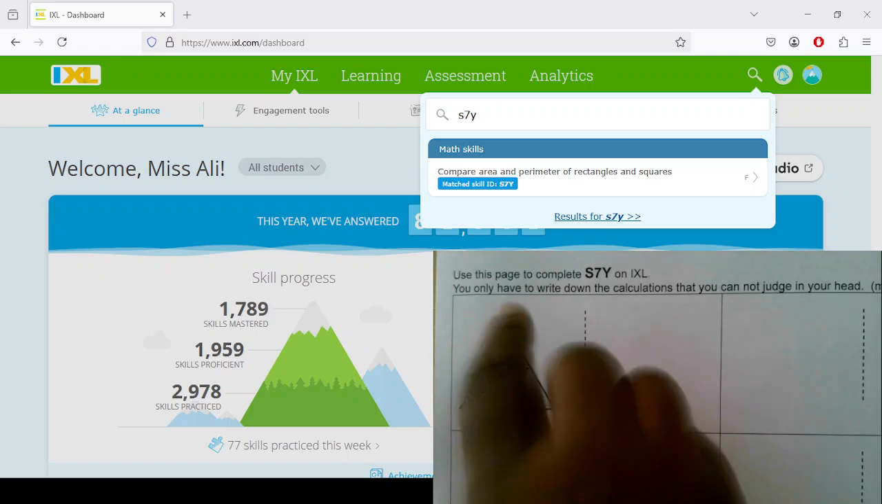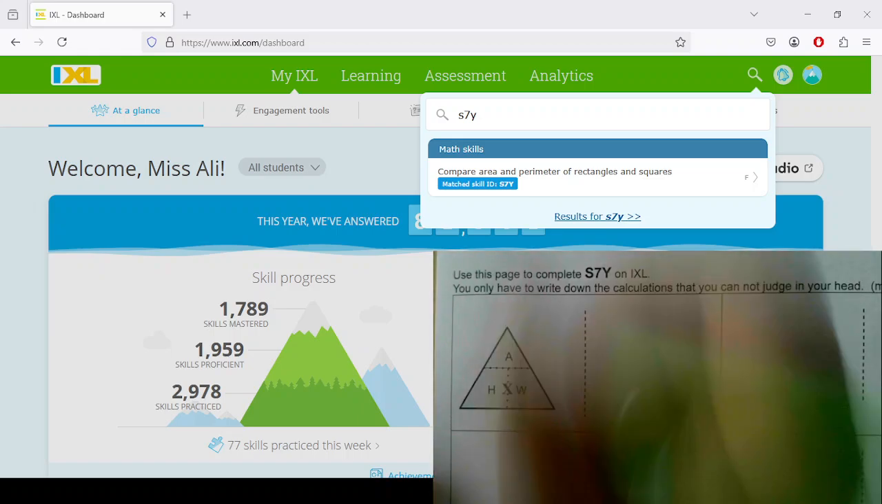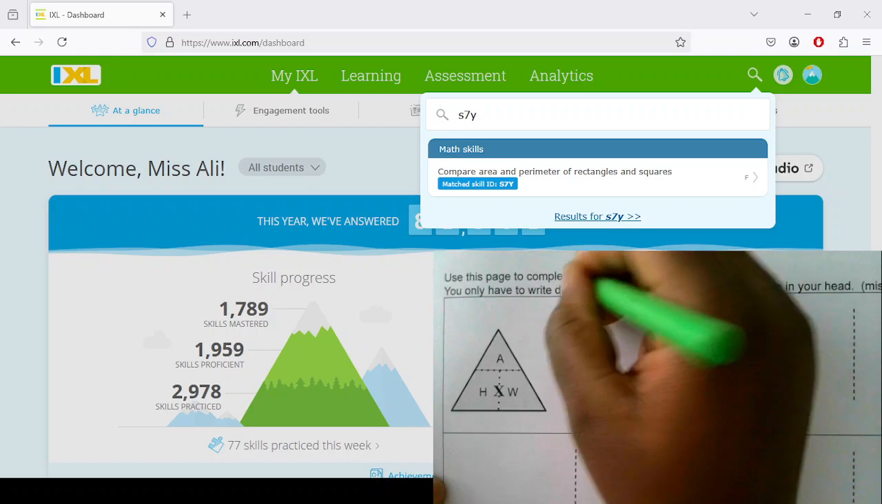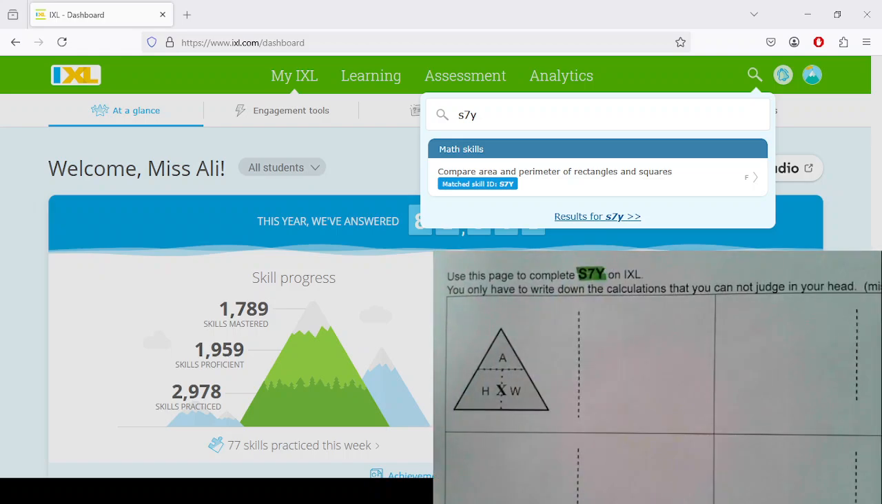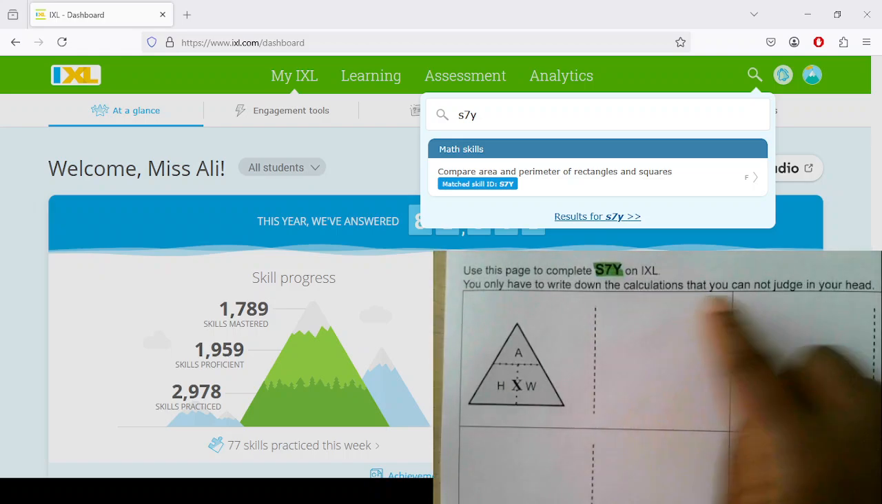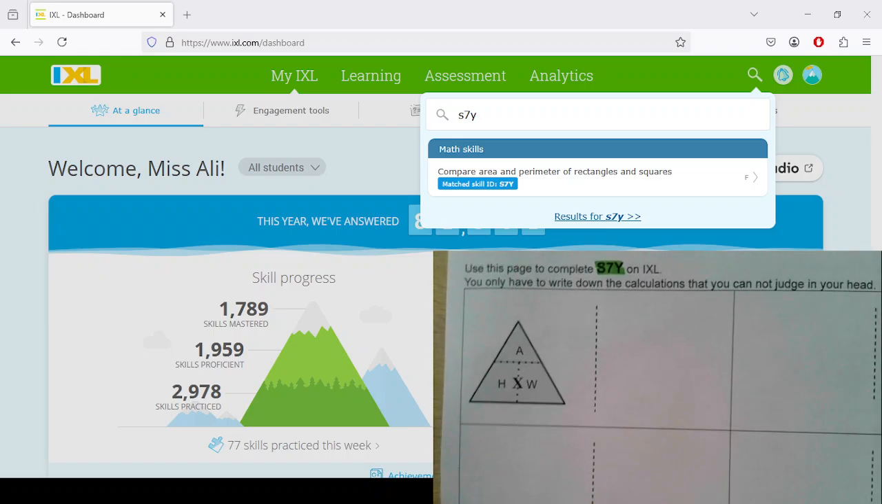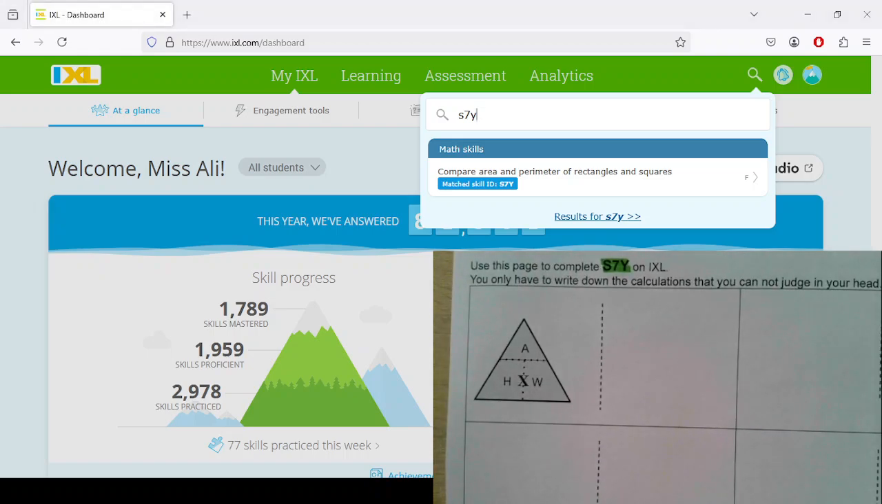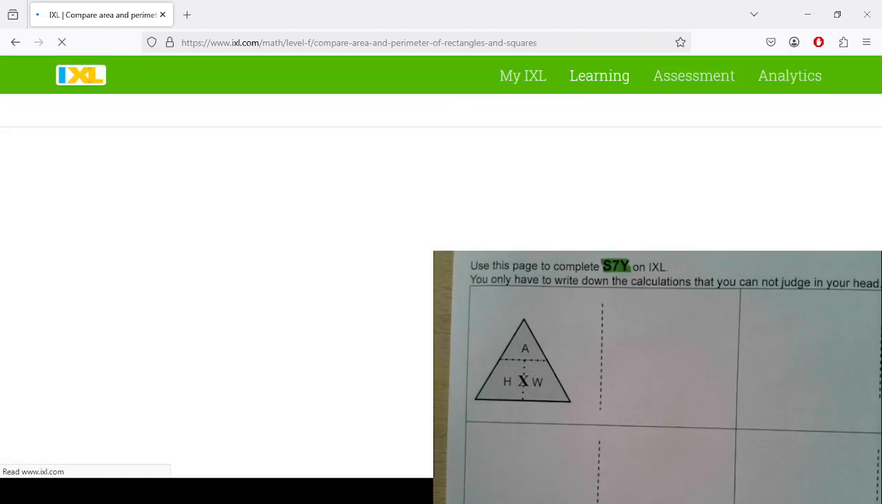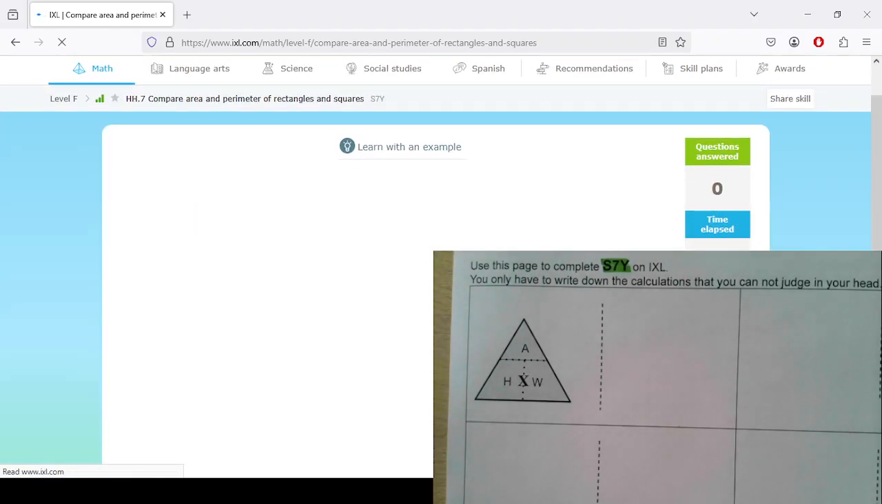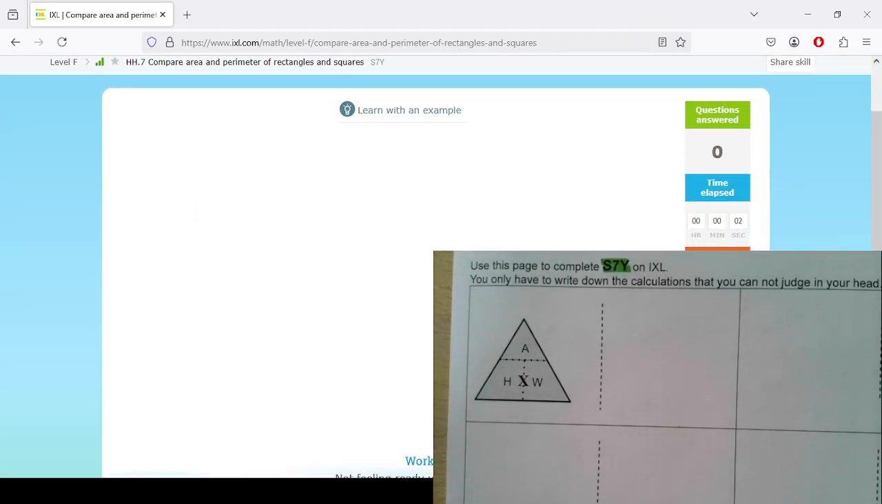So I'm going to use this page to complete S7Y on iExcel. You only have to write down the calculations that you cannot judge in your head. If you miss two, you must write them. So this is a lesson on comparing area and perimeter of rectangles and squares.